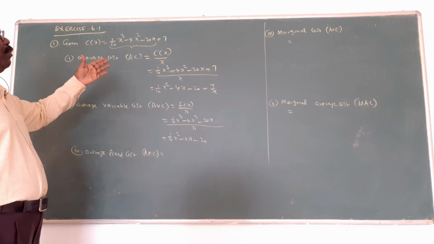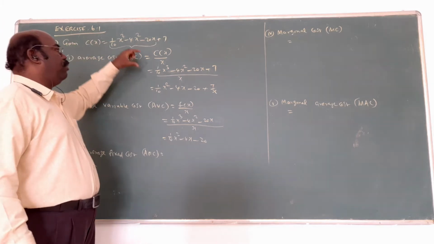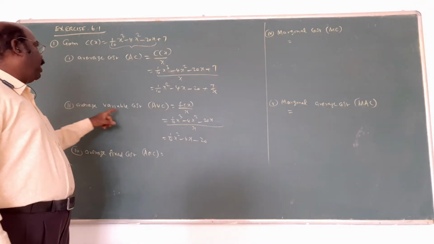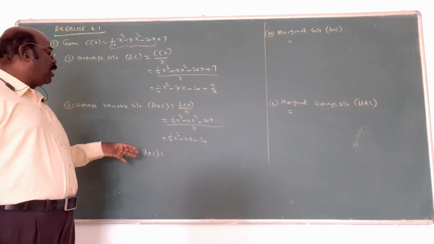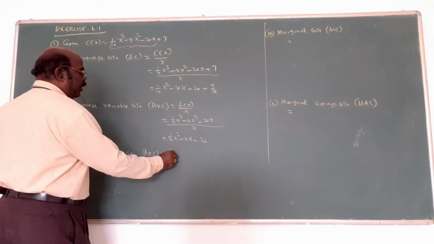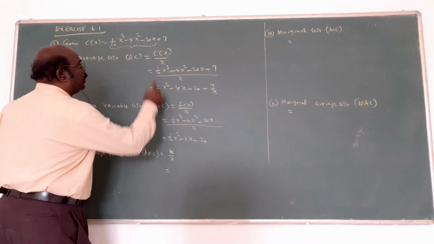Average cost means C of x is given. The whole thing divided by x. Then the average fixed constant means the constant by x is the formula. What is the constant? 7 by x is the answer.